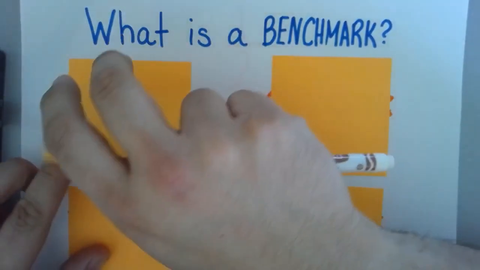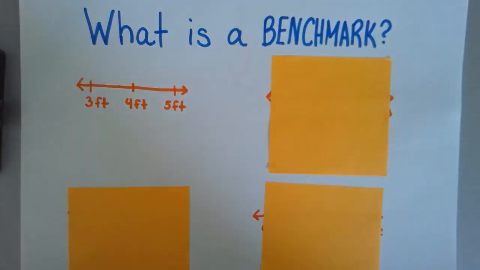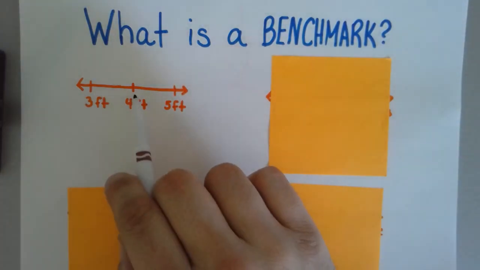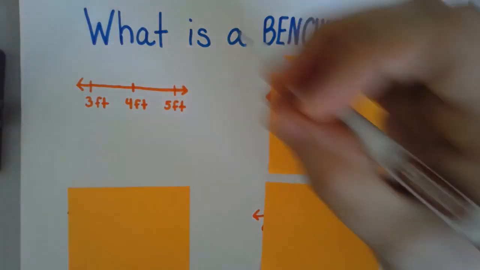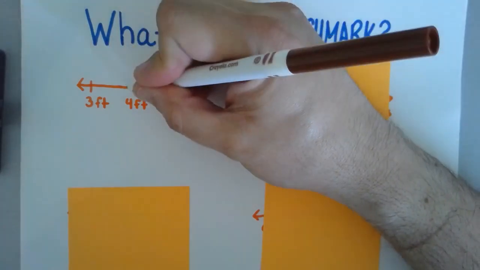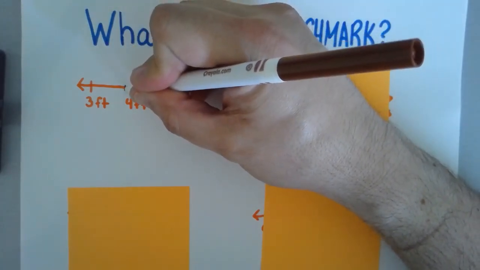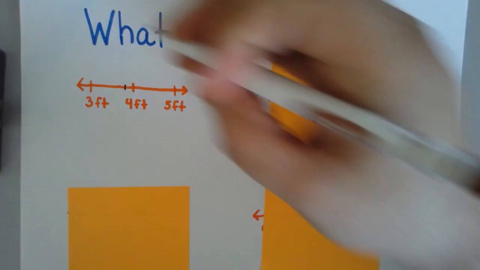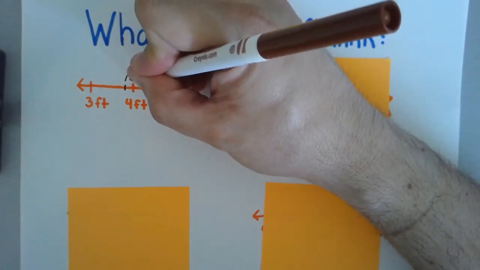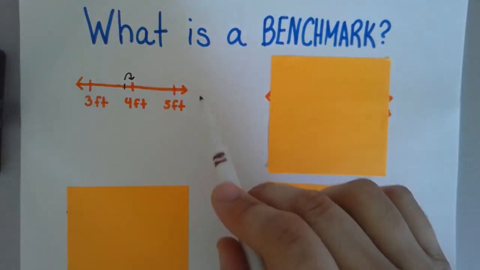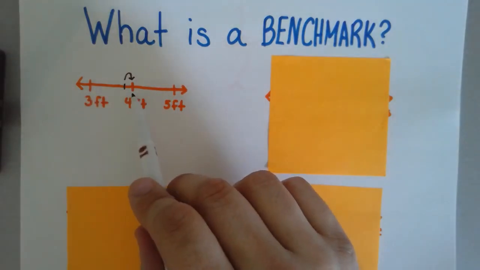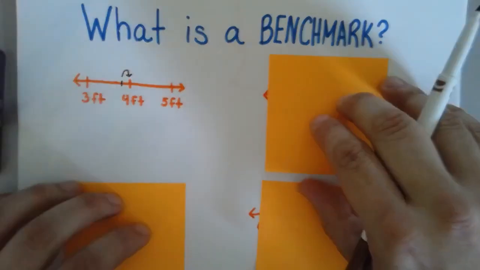One example of a benchmark is looking at how we can measure different lengths. We could say something is 3 feet long, 4 feet long, 5 feet long, but of course there's plenty of different lengths that are in between. Something could be, for example, 3 feet and 10 inches, which maybe would appear right over here. And we'd say that that could round up to being close to about 4 feet. We can say that's a little bit less than 4 feet. So again, we can compare it to that benchmark. It's a lot more than 3 feet, but it's a little bit less than 4 feet.